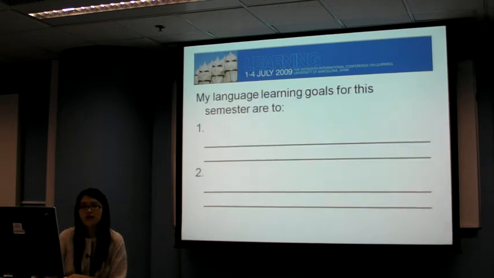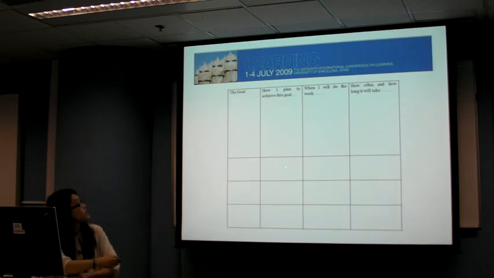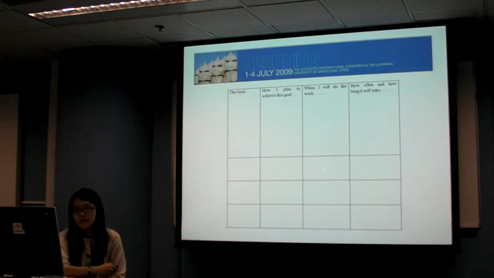On the top of the learning contract, there are spaces for students to tell me their language learning objectives. So they can be more general here, maybe reading, maybe listening, pronunciation. But then they have to be more specific in filling in this table. So as you can see in this table, there are different columns and information required.